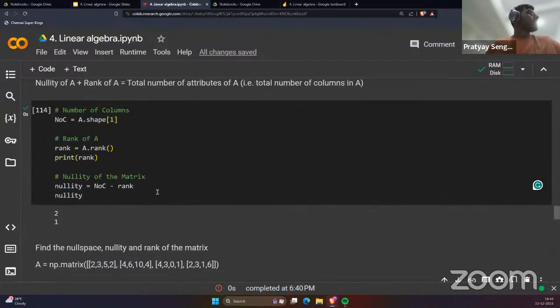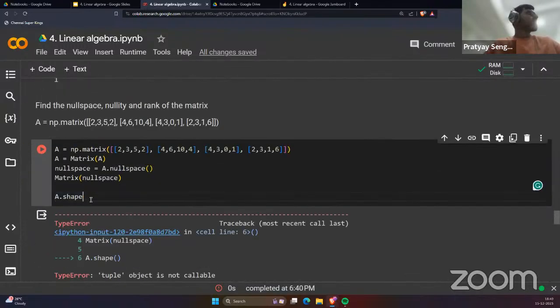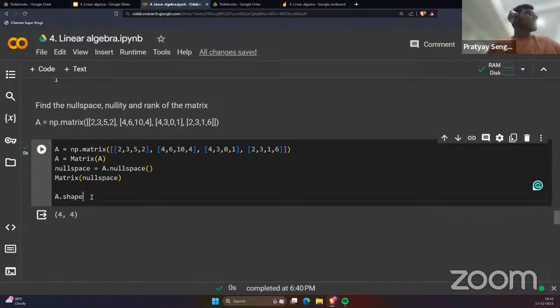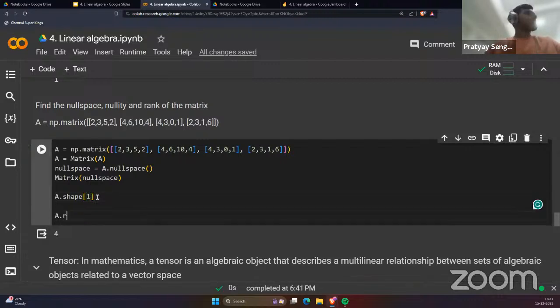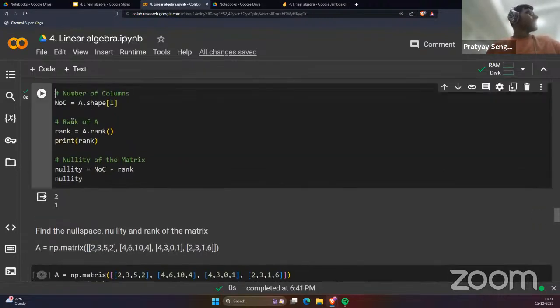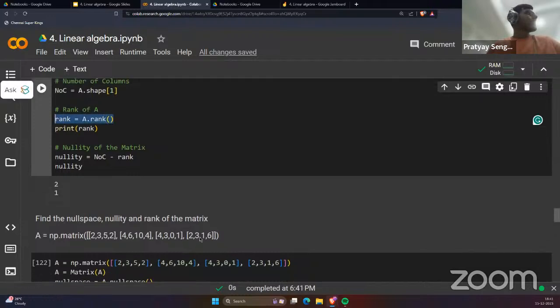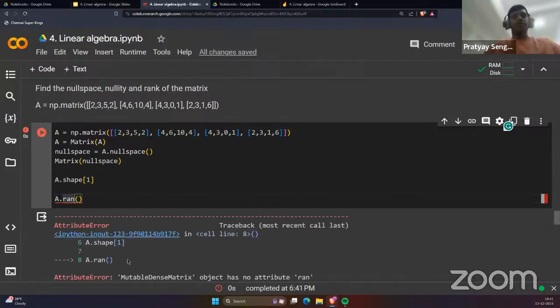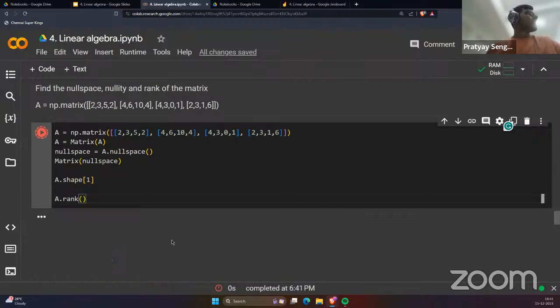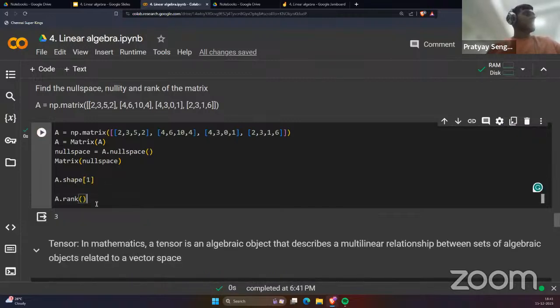Okay. Shape is 4 cross 4, right? If you get the number of rows and number of columns, the column count is 4. And then A dot rank you can get also. Just check the rank. So rank is 3, so nullity is 1. Simple. Total is 4, rank is 3, nullity is 1. So that's why you have only one value in the null space.